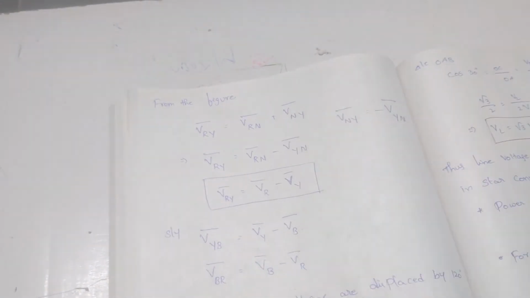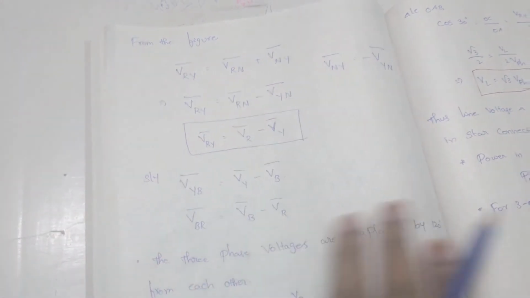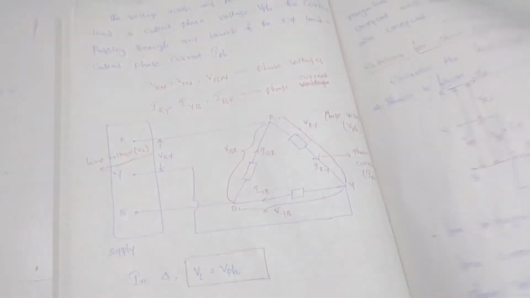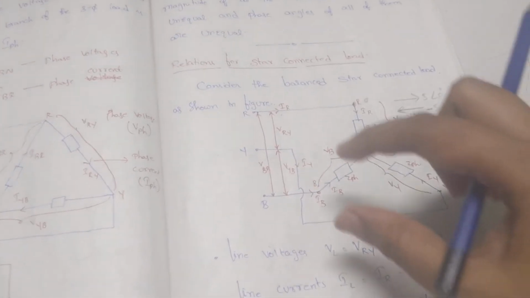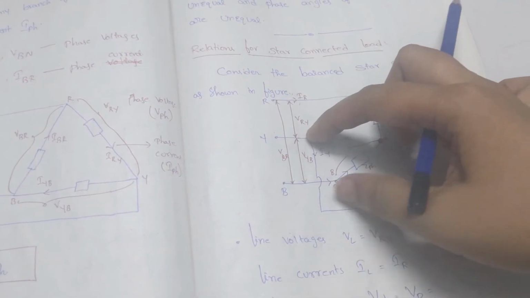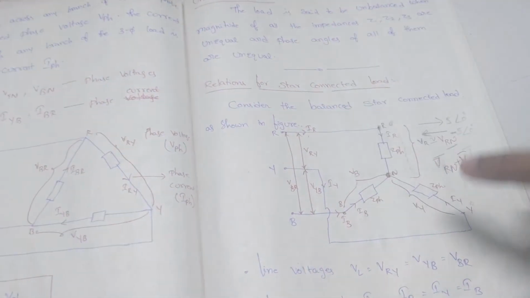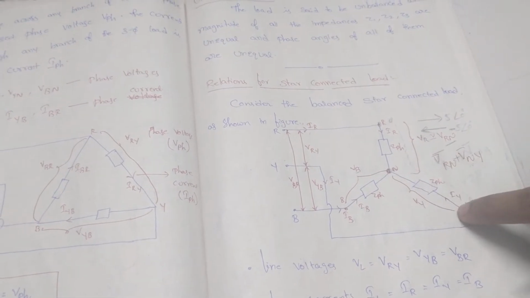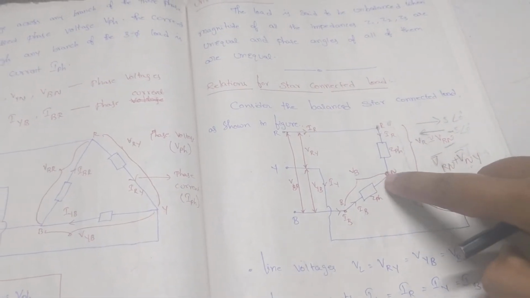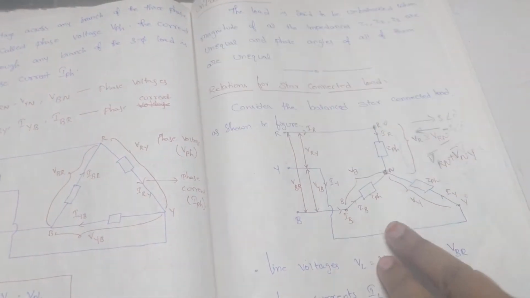The neutral terminal, there is no need to represent. So VRY will be written as VR minus VY. In a similar fashion, if you want to find the voltage between the Y and B terminals, you go across these terminals. That means VYN plus VNB. To modify this, we need to change the direction.